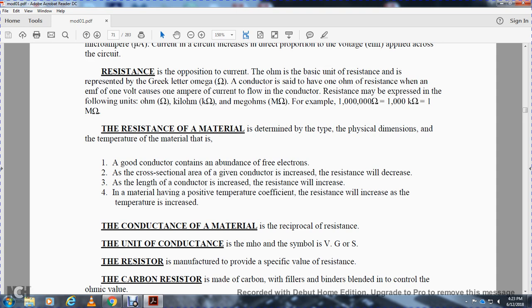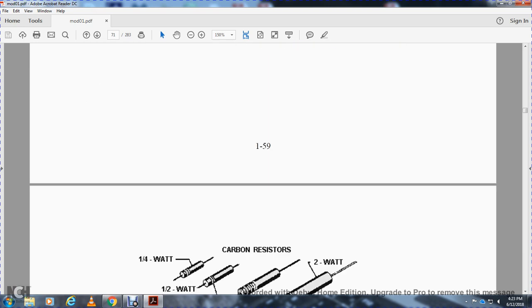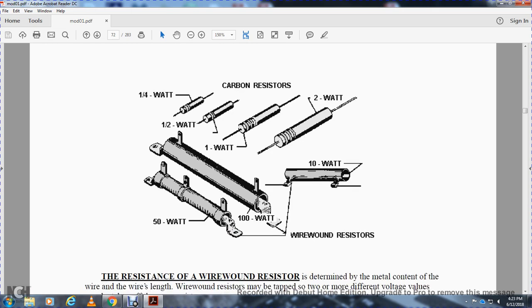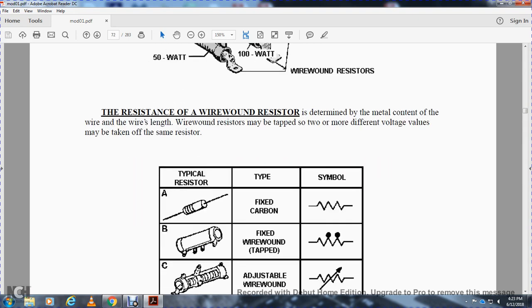Resistors are manufactured with a specific value of resistance. A carbon resistor is made of carbon filled with binders, controlling the resistance value. Ratings are 1/4 watt, 1/2 watt, 1 watt, and 2 watt, and wire wound resistors are 10 watt, 50 watt, and 100 watt. The resistance of wire wound resistors is determined by the metal content and the wire's length. Wire wound resistors may be tapped, so 2 or more different voltage values may be taken from the same resistor.